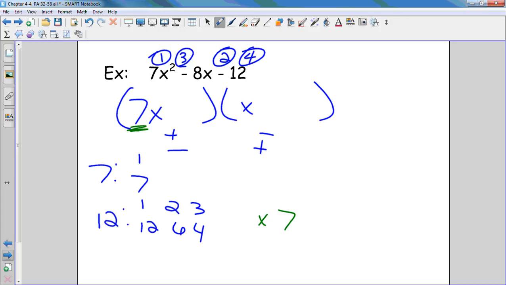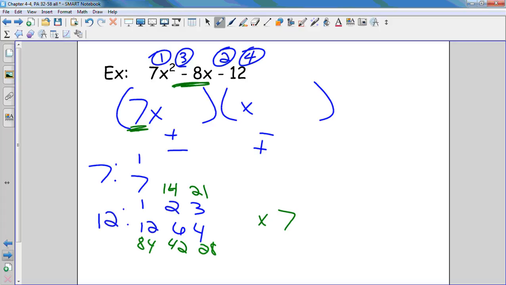Okay? So here's what I'm going to do. I'm going to take 7 times 12. Well, that's going to give me a huge number, 84. 84 and 1. Am I going to get anywhere close to negative 8? No. Okay? 7 times 6, 42 and 2. Anywhere close? No. 7 times 4, 28 and 3. Anywhere close? Not even close. Okay, so then I got to go up to the top one. 7 times 3, 21 and 4. No. 7 times 2 is 14, 14 and 6. If I make 14 negative and 6 positive, what am I going to get?